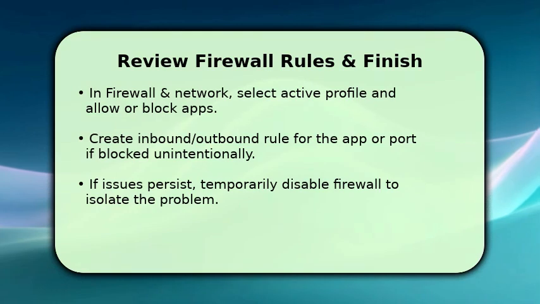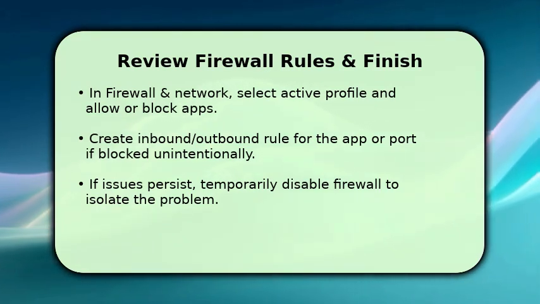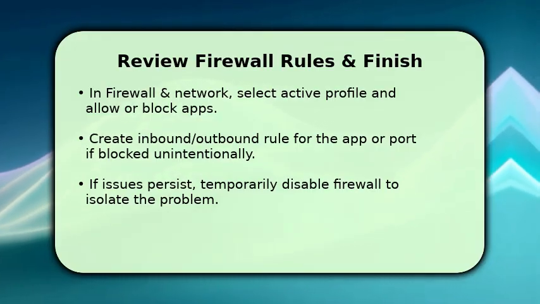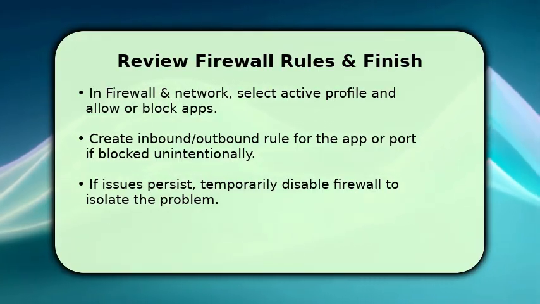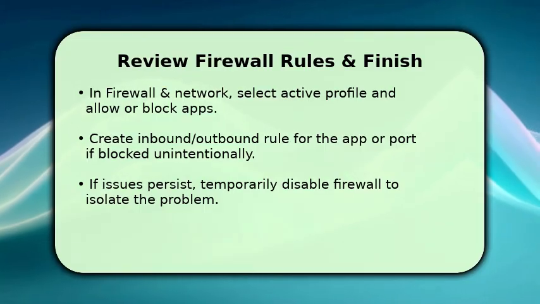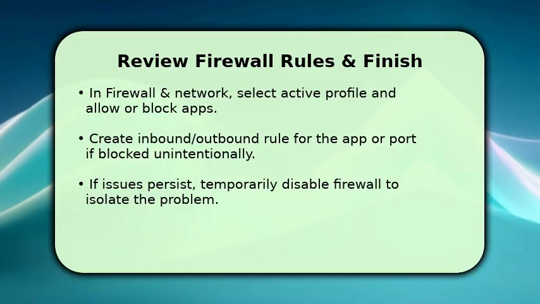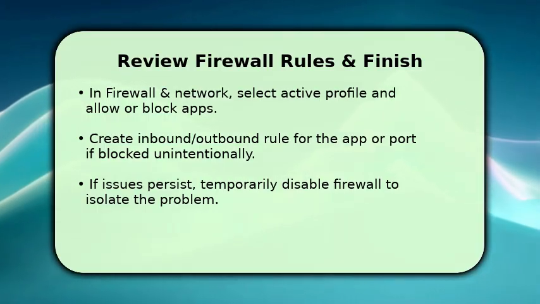Finish by auditing firewall rules for the active network profile. You should open Firewall and Network Protection, pick the active profile, and check allowed apps to ensure your app or service is permitted. If it's blocked, add a specific inbound or outbound rule for the program or port. Be precise, use the app path or port number.